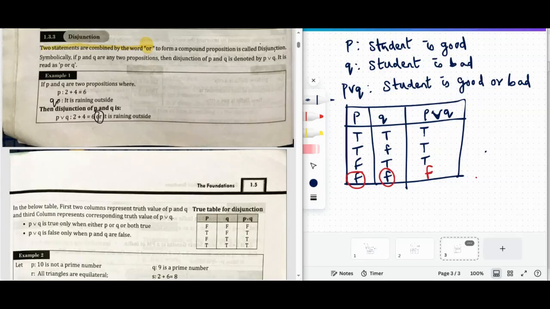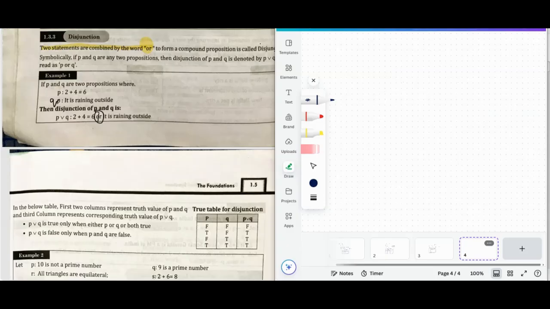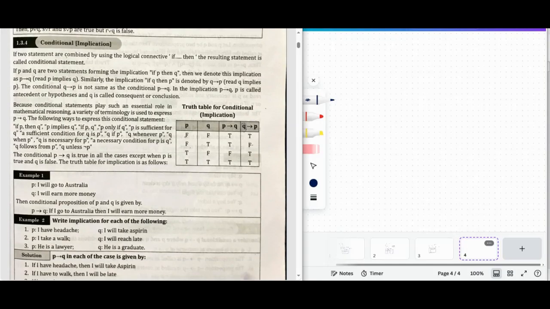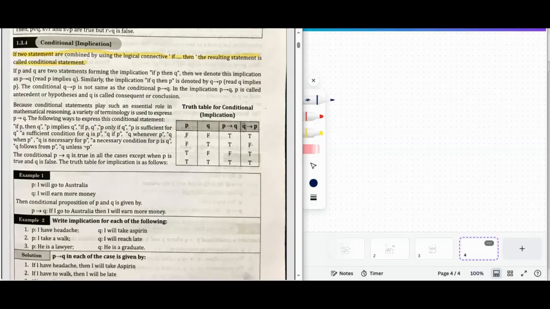Moving on to the next one, the next connective is conditional or implication. So what is meant by conditional? If two statements are combined by using the logical connective "if then", the resulting statement is called a conditional statement. It is represented by an arrow mark. The arrow mark represents implication. P implies Q means it is implication.